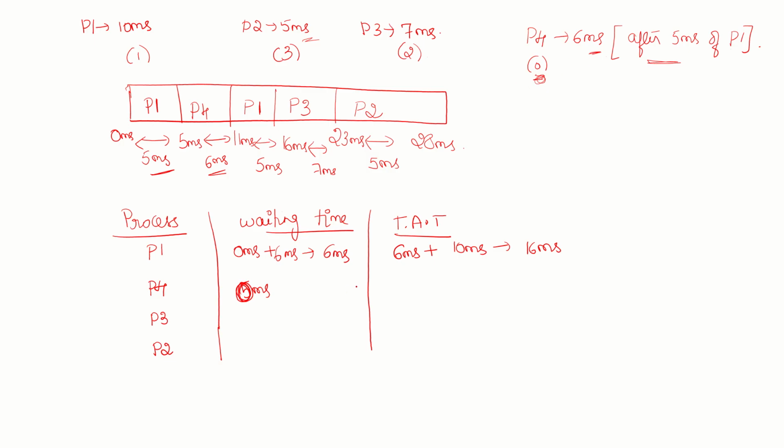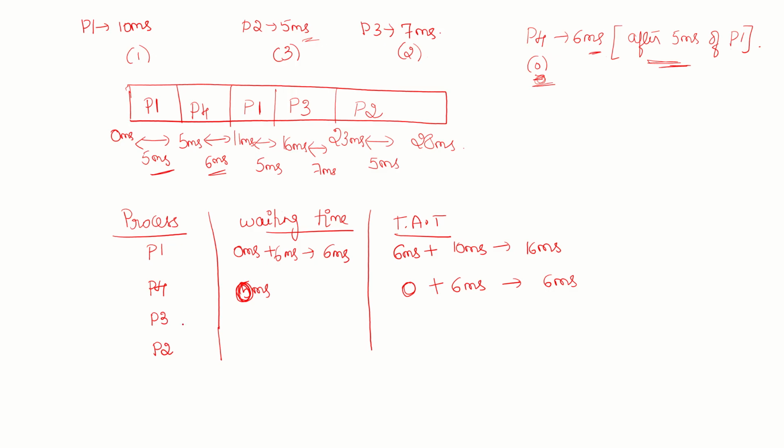So I can say that 0 milliseconds here plus it executed for 6 milliseconds. I will write this 6 milliseconds and here it is 6 milliseconds. I hope you are understanding. P4 didn't wait for 5 milliseconds. In this table we have written, but actually you have to see this highest priority and its statement there. Enters after 5 milliseconds of P1.